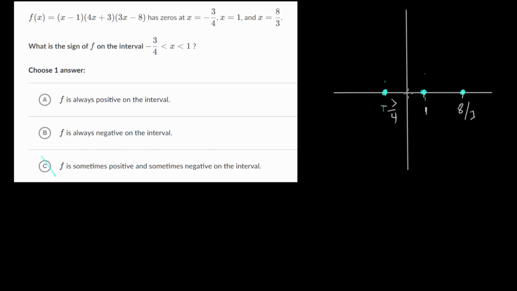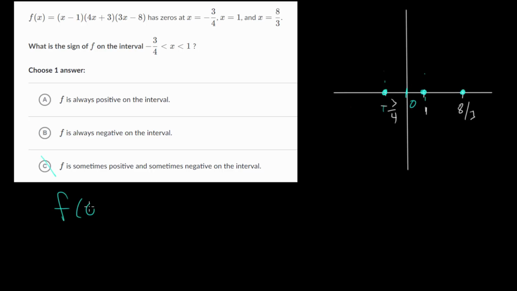And to do that, we just need to plug in some value on this interval into our function and see if it's positive or negative. If it's a positive number, then choice A would be correct. And if it's negative, then choice B would be correct. And we should just choose some simple value, like let's choose 0.